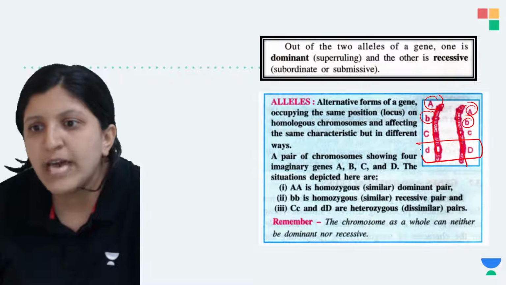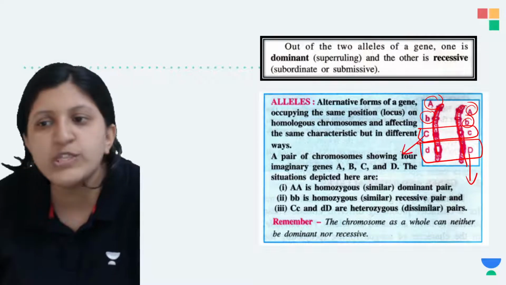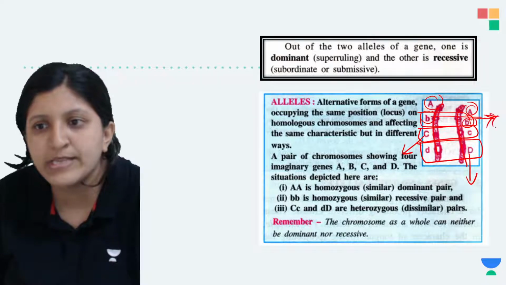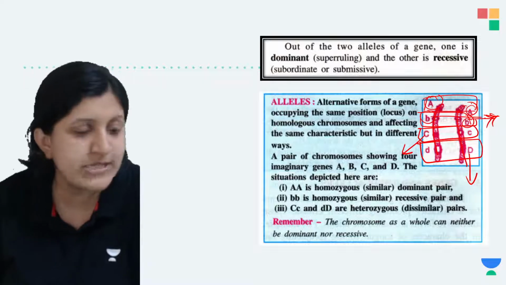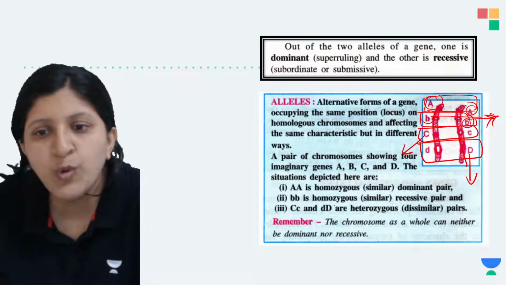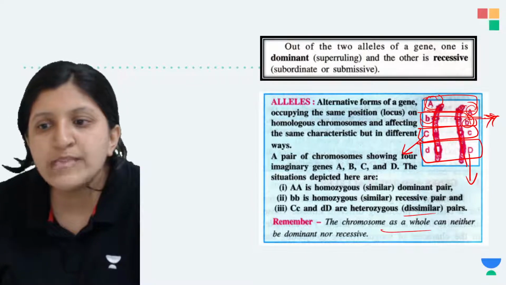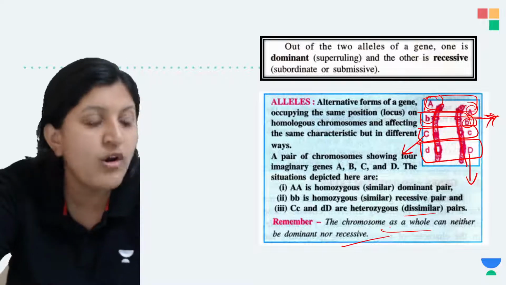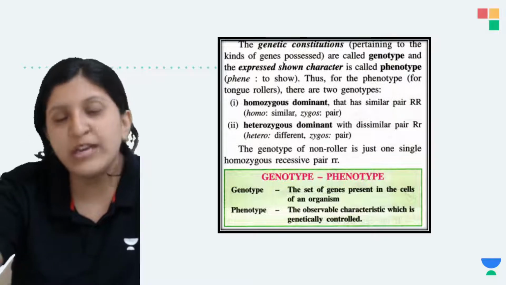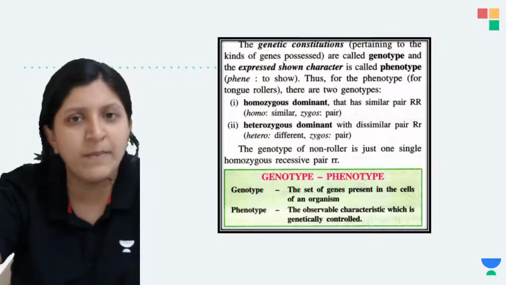Now both of these are present, so this is going to express itself. Here also both of these are present, this is going to express itself. Here both of them will be expressing themselves, and here both of them will be expressing themselves because they are in a homozygous condition. Okay. So A is homozygous, B is homozygous, C and D are heterozygous, which are dissimilar pairs. So the chromosome as a whole can be either dominant or recessive. It is the gene which is expressing, showing different characteristics based on the type of gene or allele that is present, dominant or recessive.